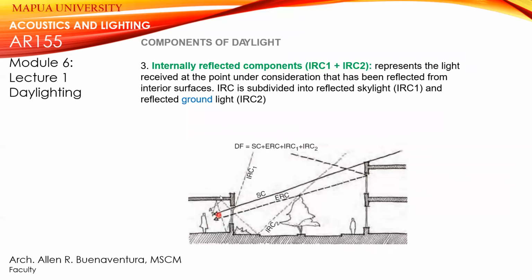So number 1 is the direct sunlight. Number 2 is the sunlight reflected from the wall. Number 3 is the sunlight or the daylight reflected from inside the room. So those 3 factors, you will add them all, then you can get the DF.